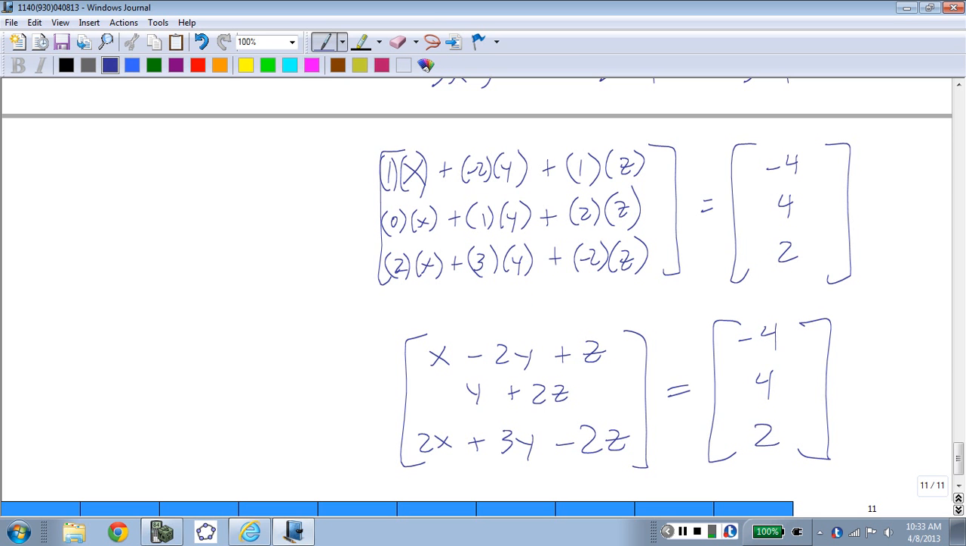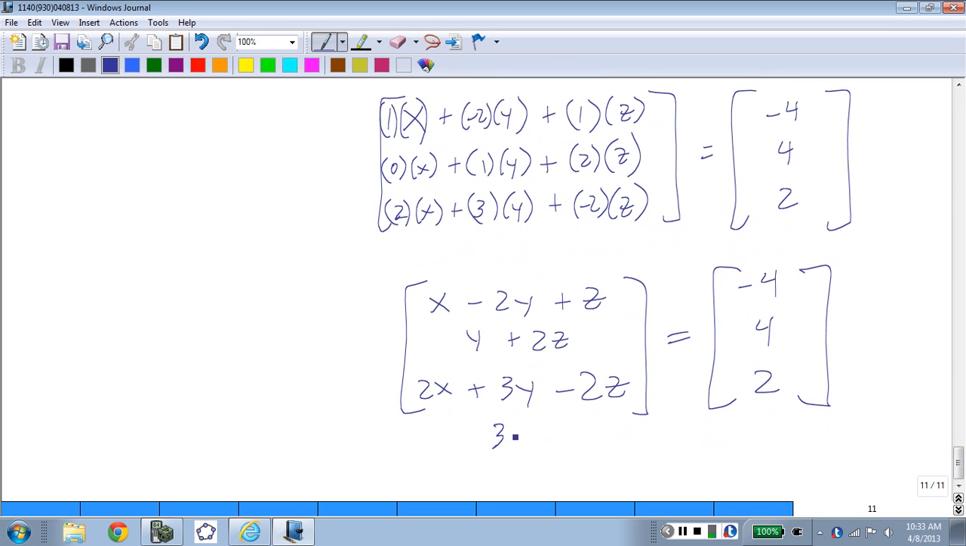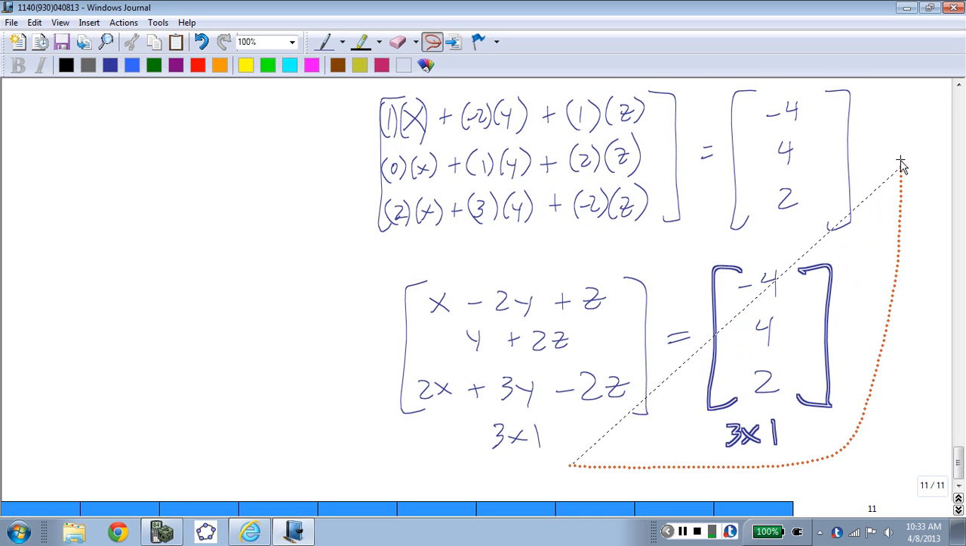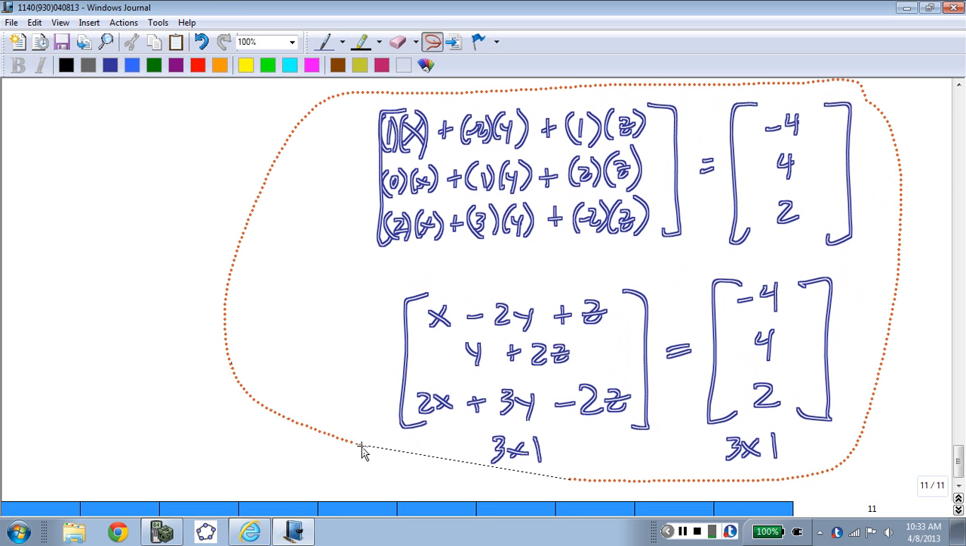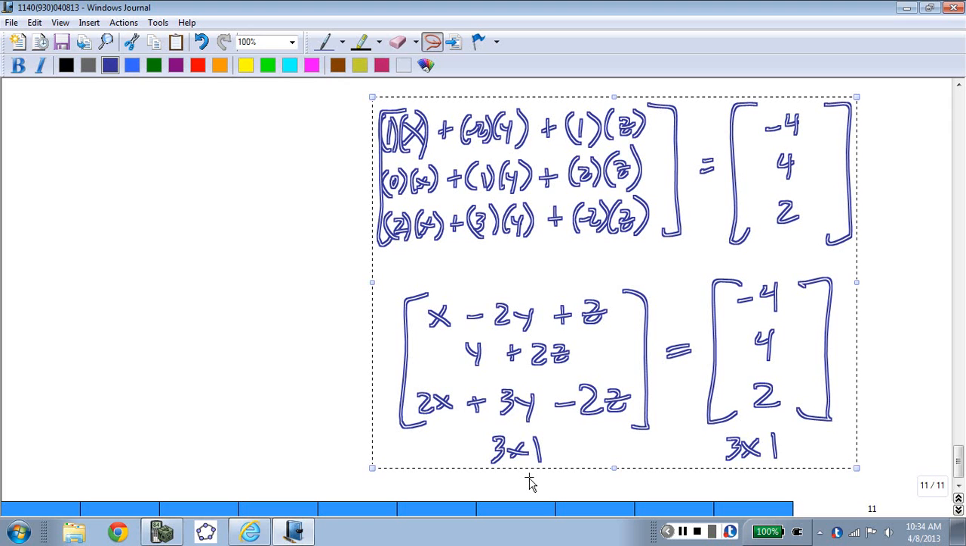So both these are 3 by 1 matrices. This is a 3 by 1 matrix, and this is a 3 by 1 matrix. Under what conditions are 2 matrices equal? Because the matrix equation declares that these 2 matrices are equal to each other. They have to have the same order, and they do, 3 by 1, 3 by 1. In addition to having the same order, what else has to be true?